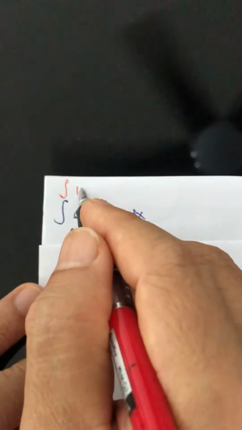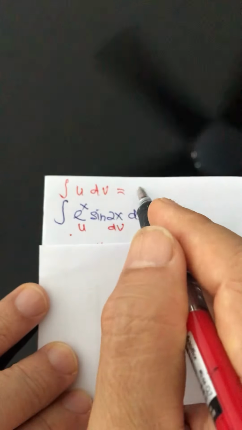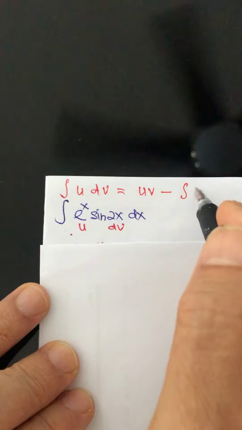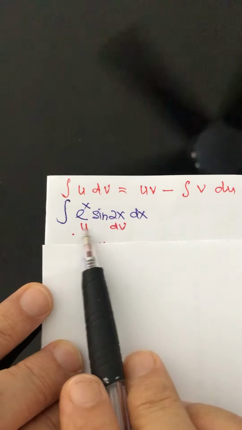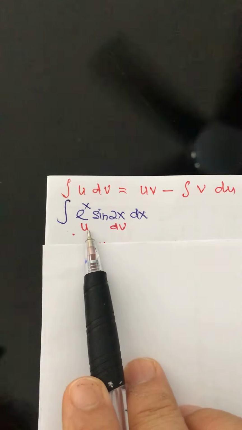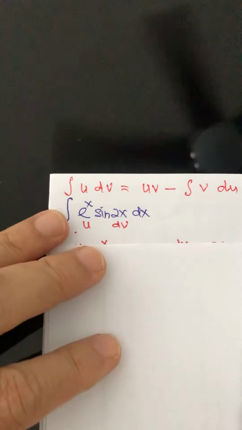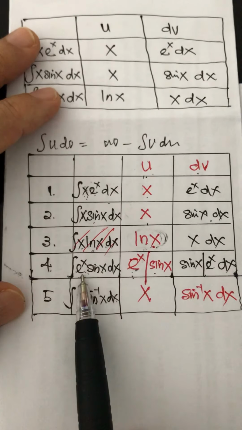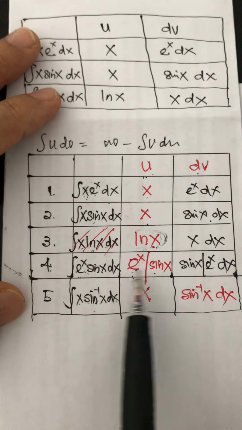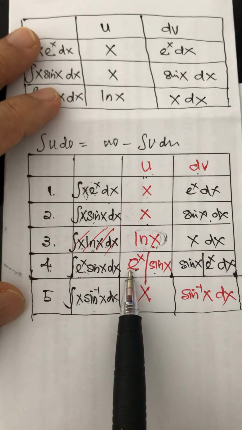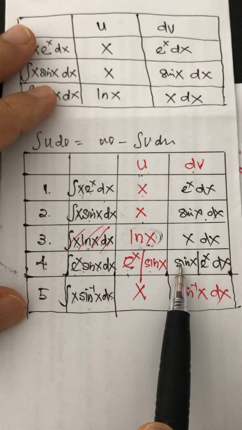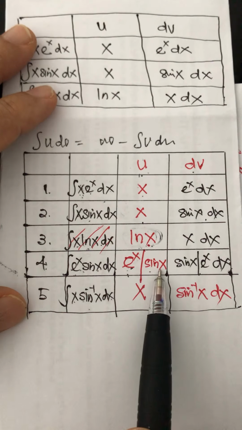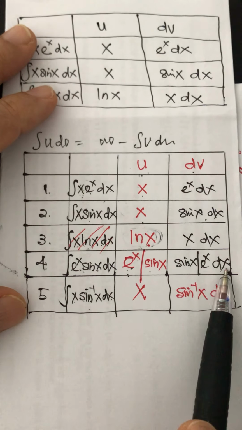So in this case, still I want to use u dv equals to uv minus v du. So in this case, which one you want it to be your u? It's up to you. Okay, that's why just now I say it's up to you. When we have exponential and trigonometry, you can use either one. If you use exponential to be the u, then the dv will be sine x dx. If you use sine x to be your u, then it will be e^x dx. Okay, up to you. It's free.